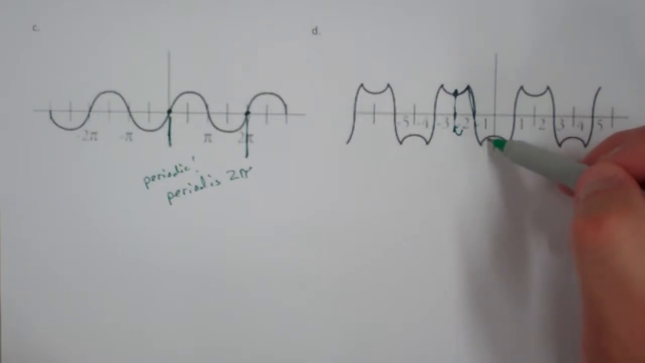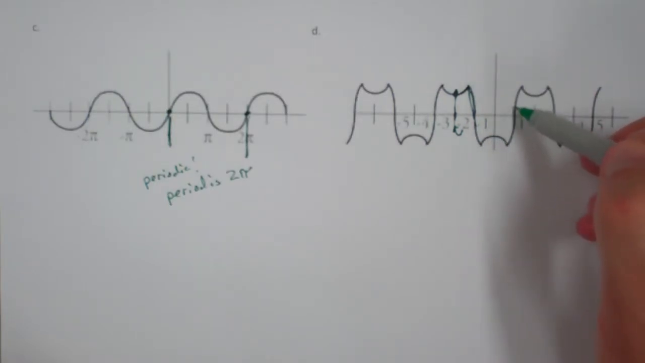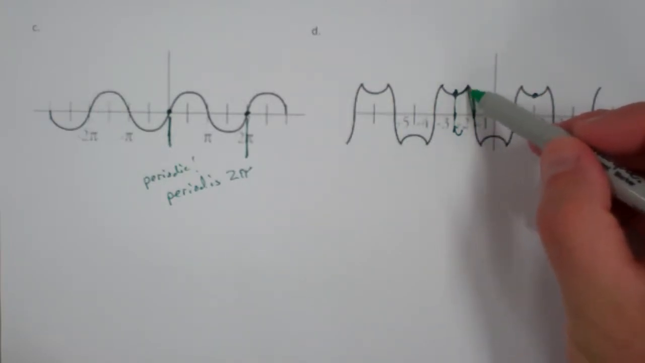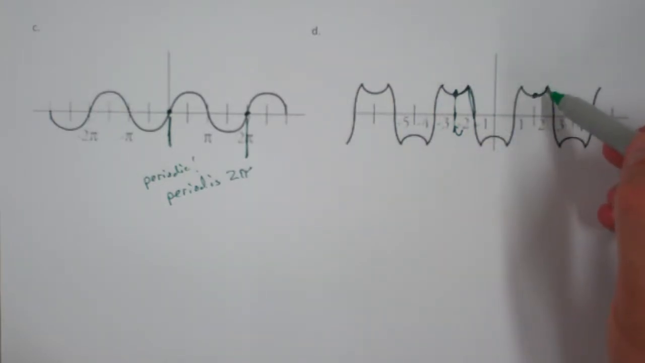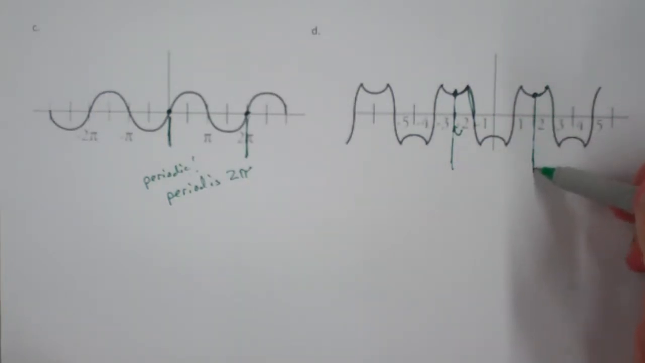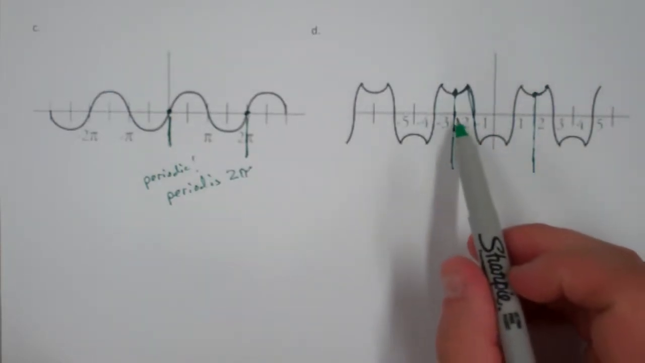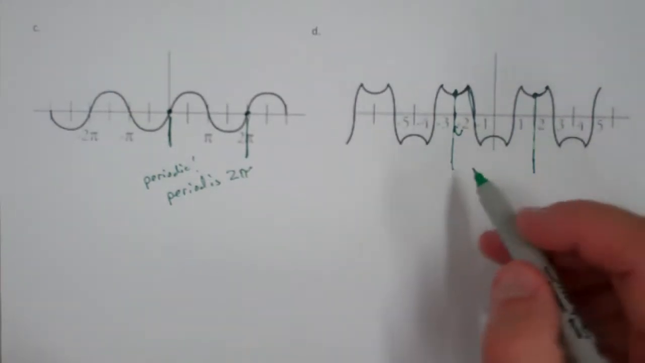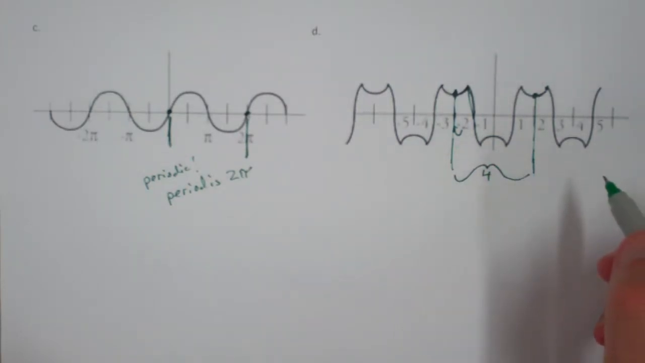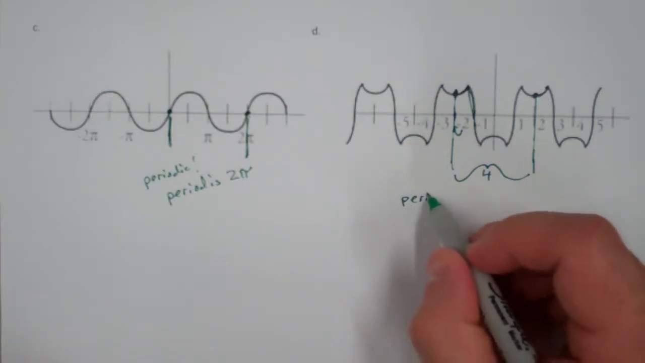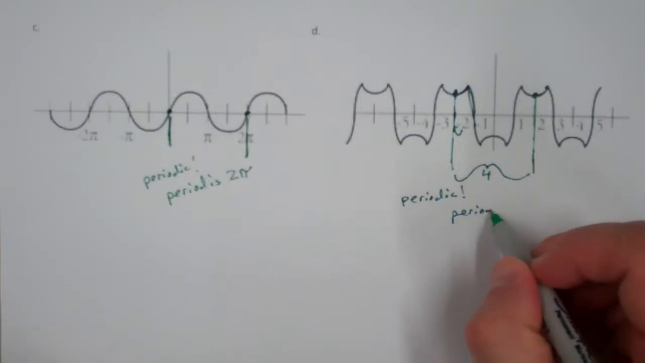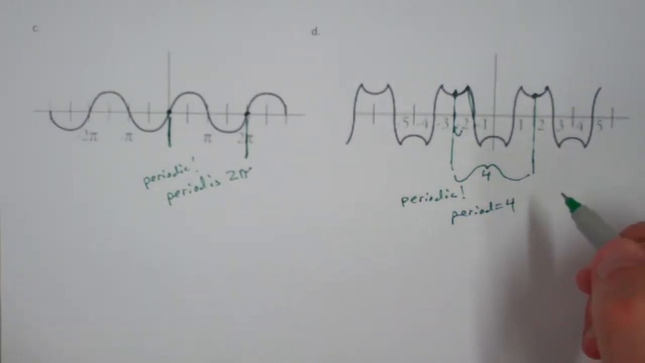So let's see how long it takes for this thing to repeat. We're going to come down and then back up, and then this segment is the same right here. So it looks like from here to here, that's our period. If that's -2 and that's 2, it looks like this has a distance of 4. So this one is periodic, and the period is 4.